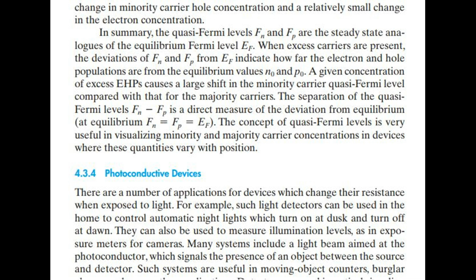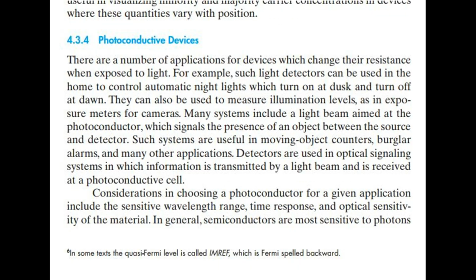Many systems include a light beam aimed at the photoconductor, which signals the presence of an object between the source and detector. Such systems are useful in moving object counters, burglar alarms, and many other applications. Detectors are used in optical signaling systems in which information is transmitted by a light beam and is received at a photoconductive cell. Considerations in choosing a photoconductor for a given application include the sensitive wavelength range, time response, and optical sensitivity of the material.